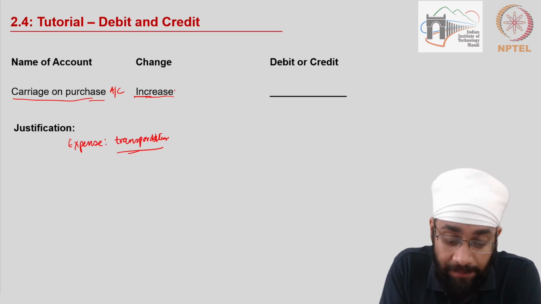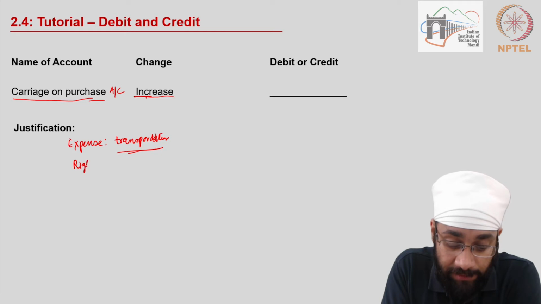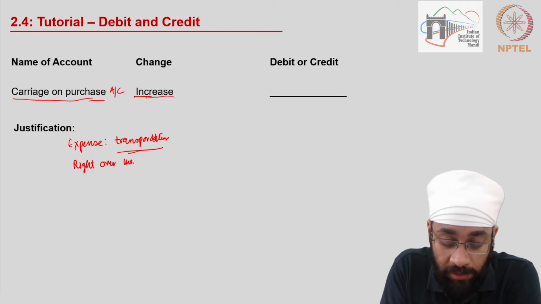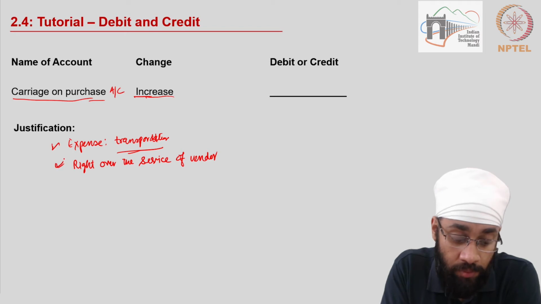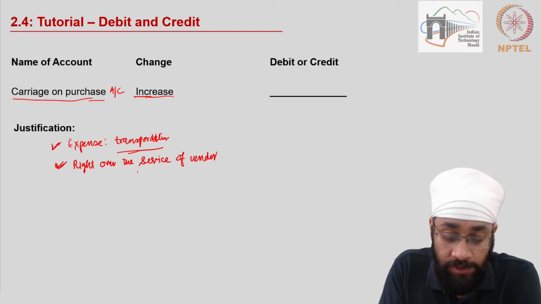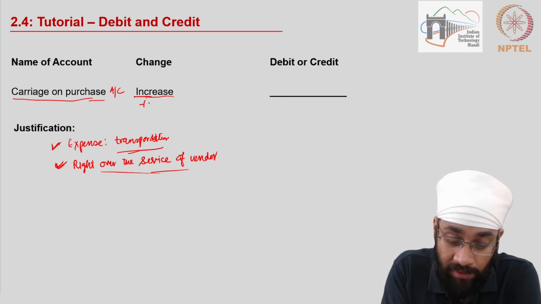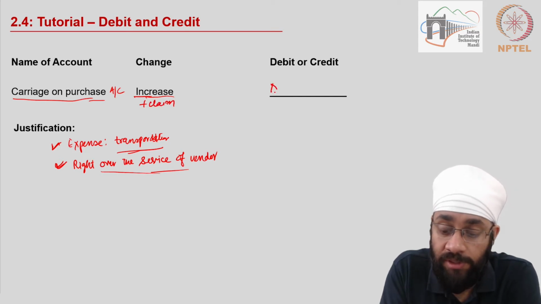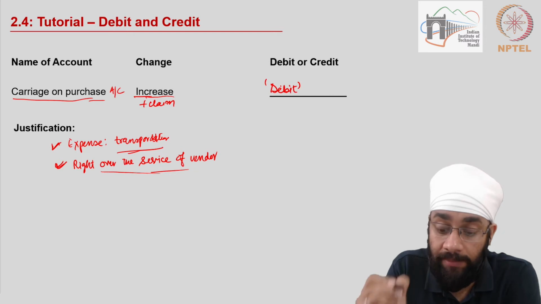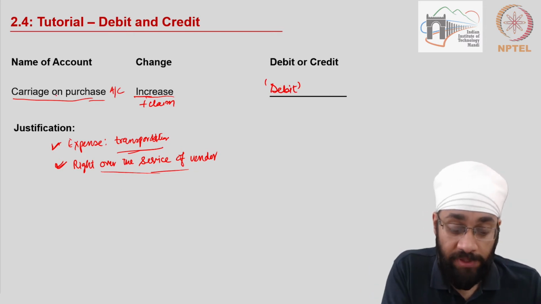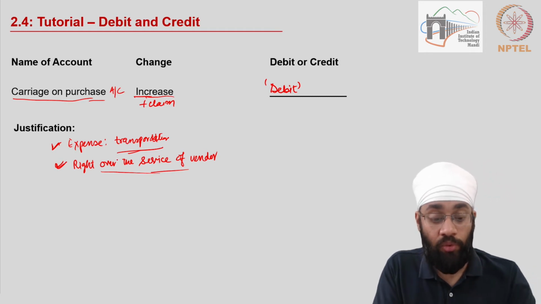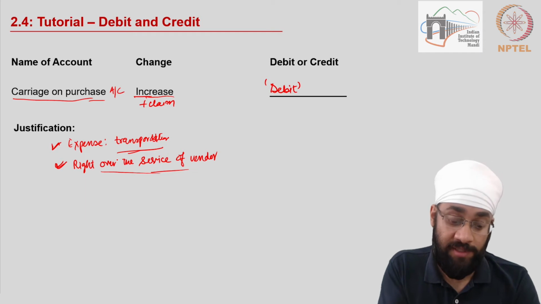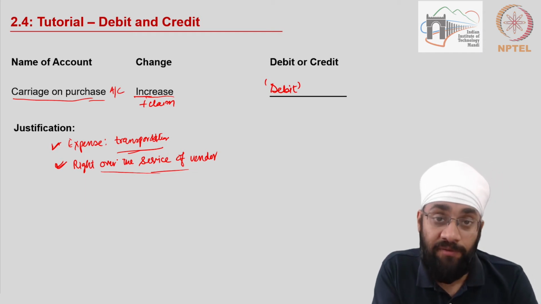So when that happens, it means you have a right over the use of the transportation service of the vendor, or whosoever owns the vehicle, a company. So when you have the right over the use of vehicle, the claim of business is going up. So you say debit. So you're going to write carriage on purchase account debit. It means that you have a right to use this service of transportation because you have paid for it.